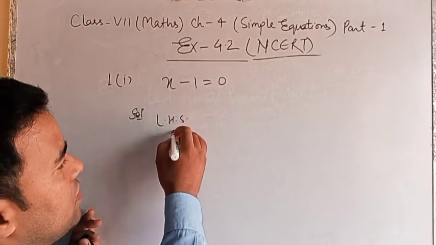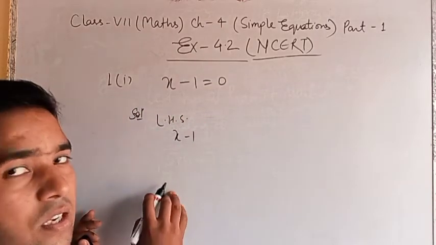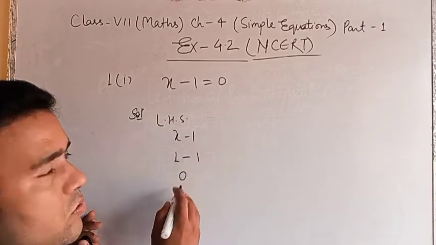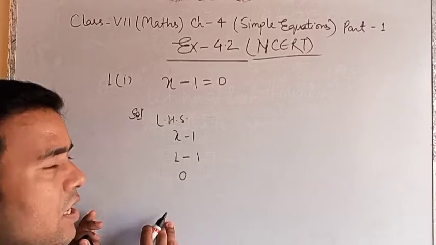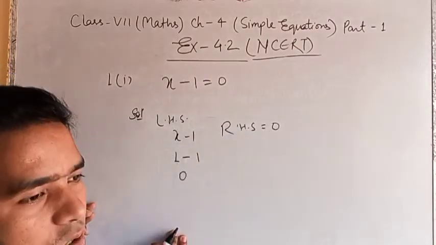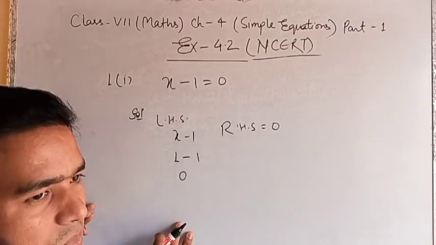Left hand side x minus 1. Clear? In x place if we take 1, 1 minus 1 equal to 0. Clear? Suppose that RHS is also equal to 0. It is the first method.